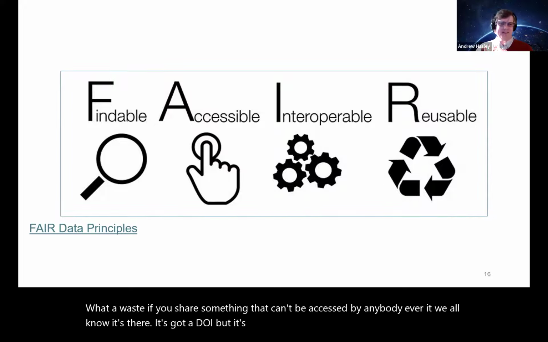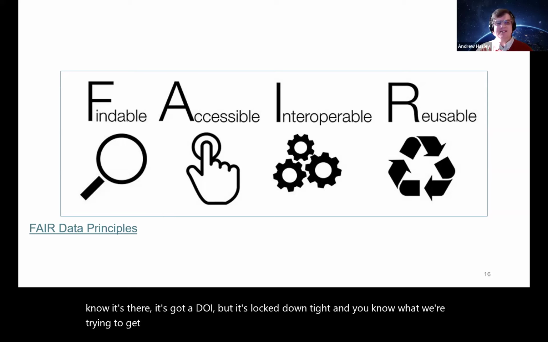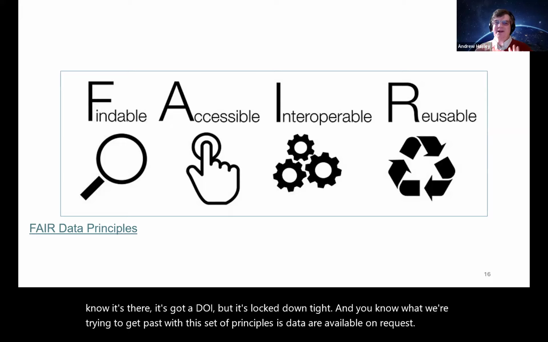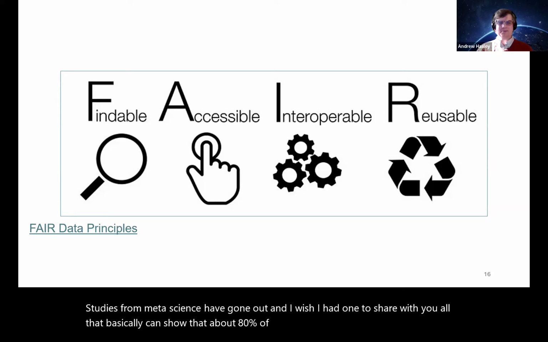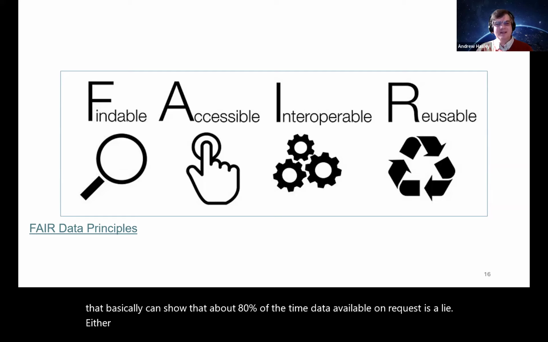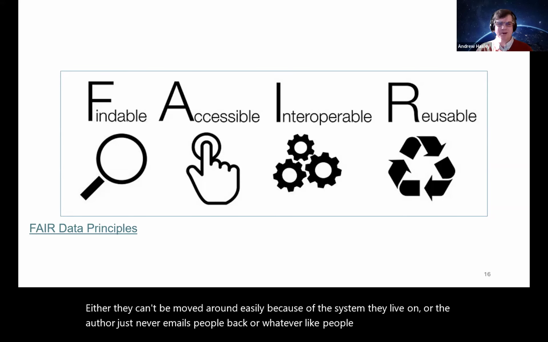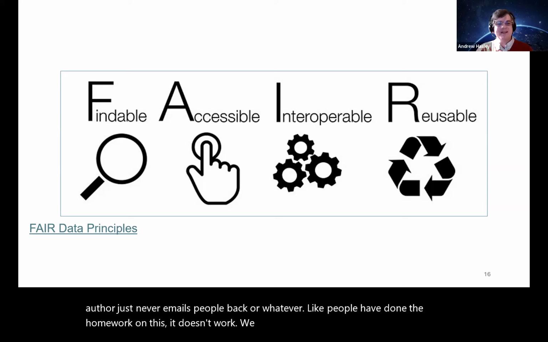And what we're trying to get past with this set of principles is "data are available on request." Studies from metascience have gone out, and I wish I had one to share with you all, that basically show that about 80% of the time, data available on request is a lie. Either they can't be moved around easily because of the system they live on, or the author just never emails people back, or whatever. People have done the homework on this. It doesn't work. We need better. And FAIR is the attempt to codify a set of principles that make it better.